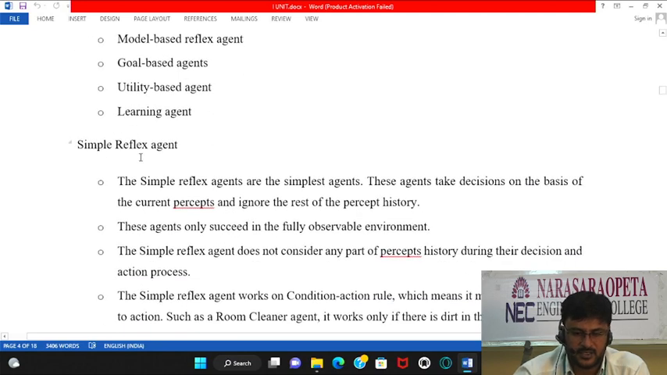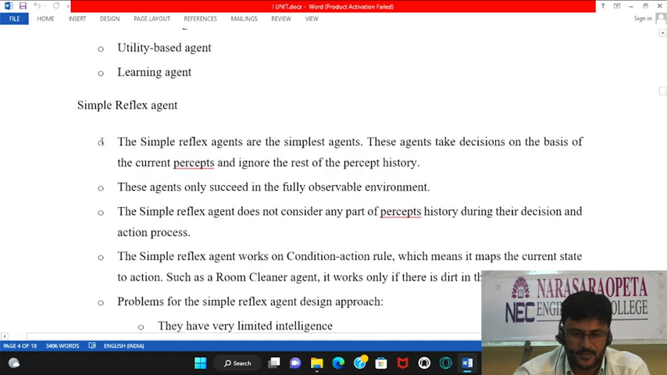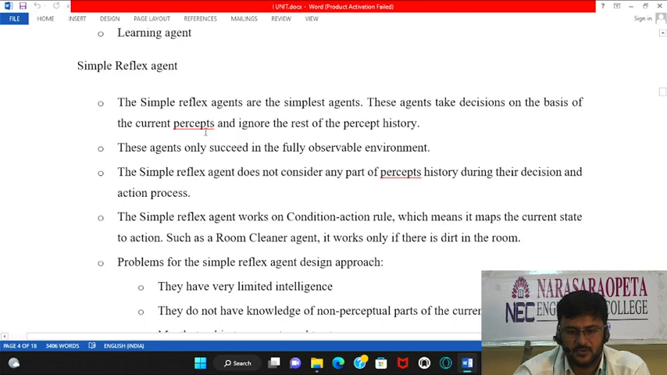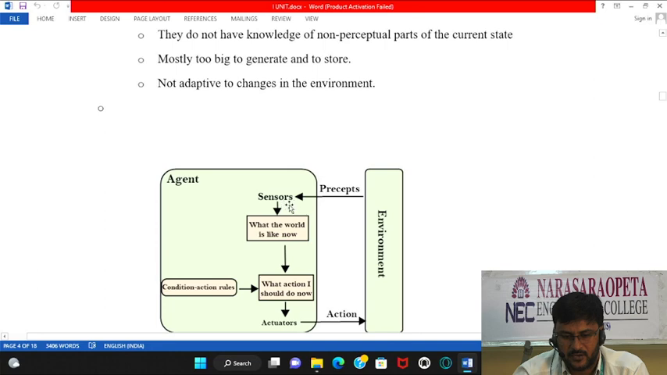Then comes the simple reflex agent, the simplest agent. These agents take decisions on the basis of the current perception and ignore the rest of the percept history. You don't need the history; you just observe the current perception. These agents only succeed in a fully observable environment, where the perception comes through the sensor.